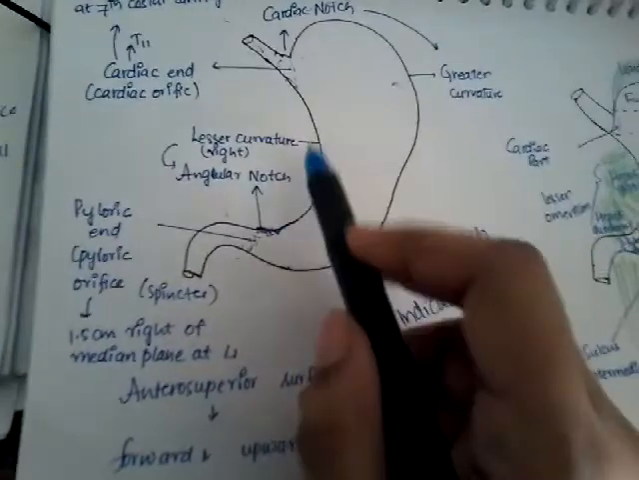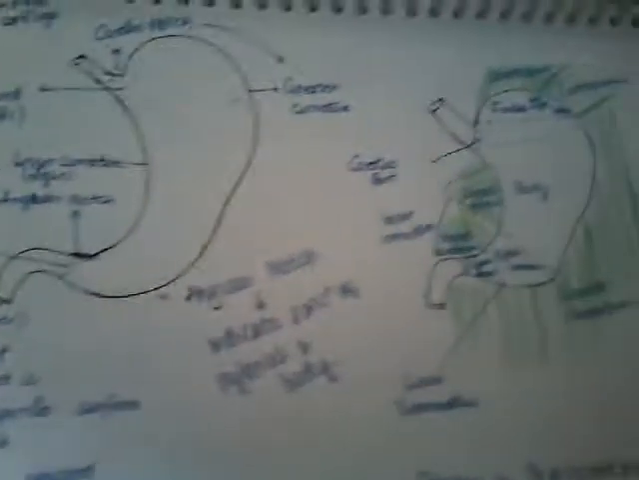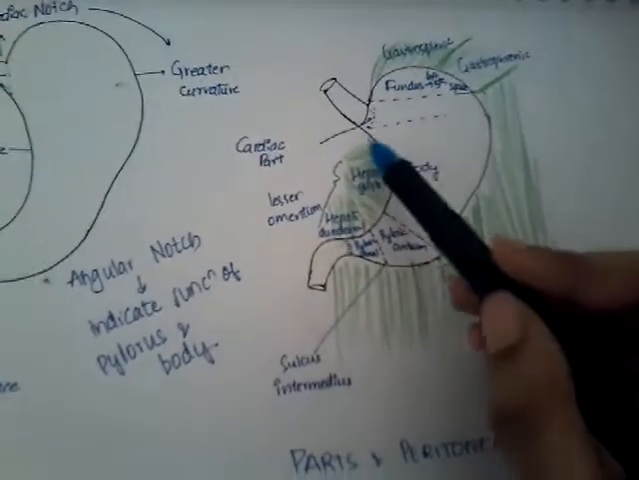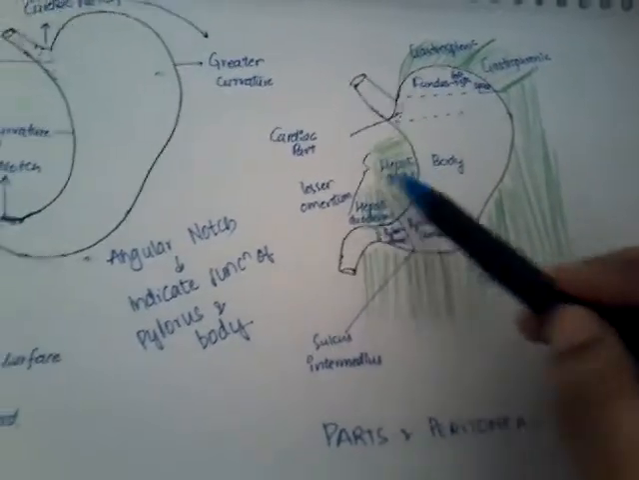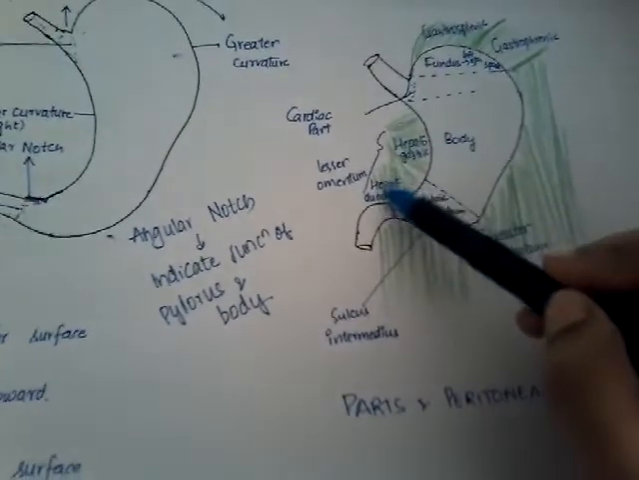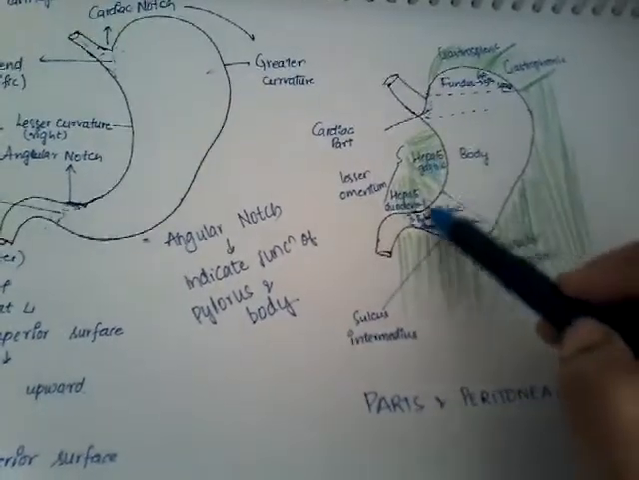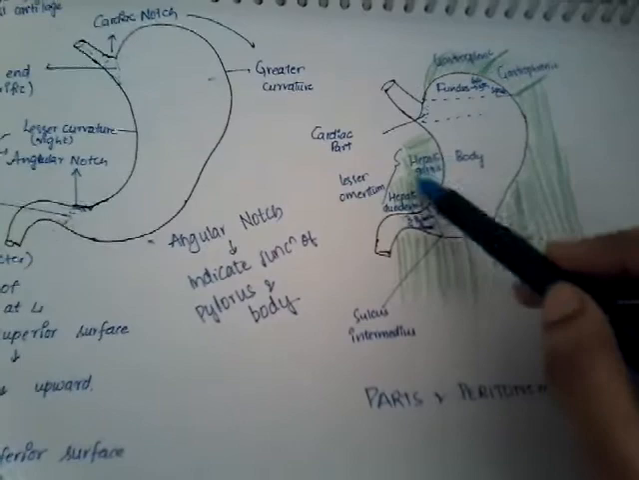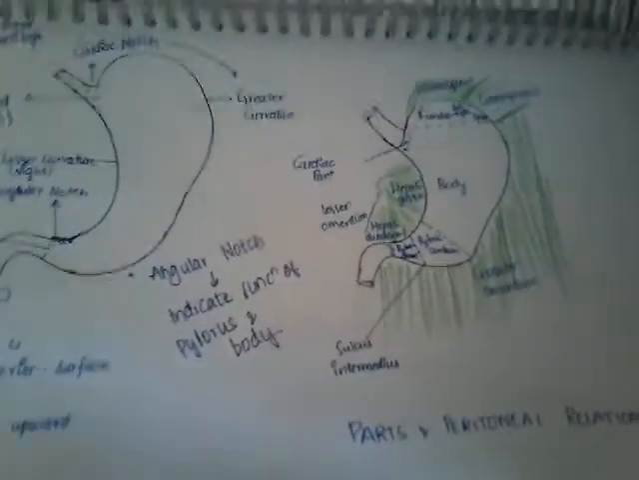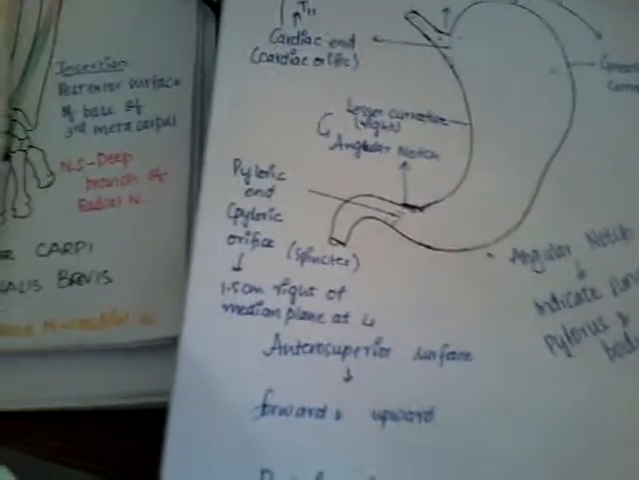Okay, the lesser curvature will provide, if you see the attachment, it is attached to the omentum, and also gastroduodenal, hepatoduodenal and hepatogastric. To the lesser curvature, mostly lesser omentum. In the lesser omentum, the hepatogastric part is attached. Okay, so that is about the lesser curvature.